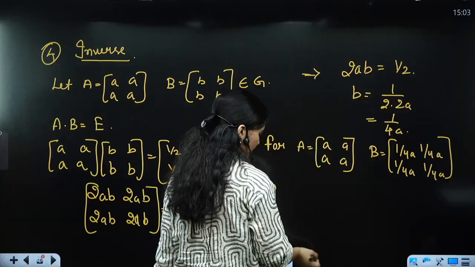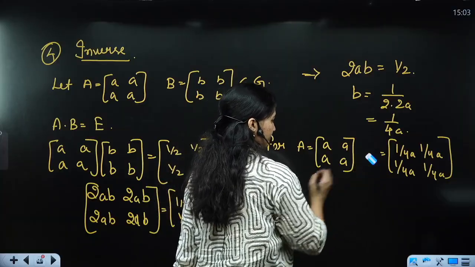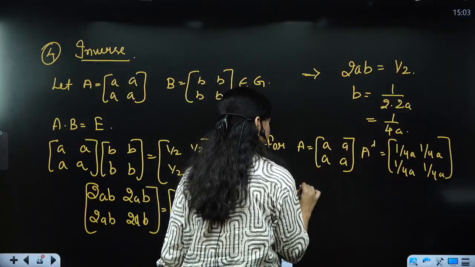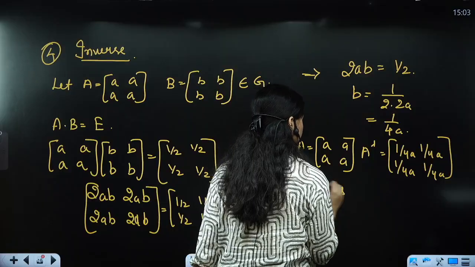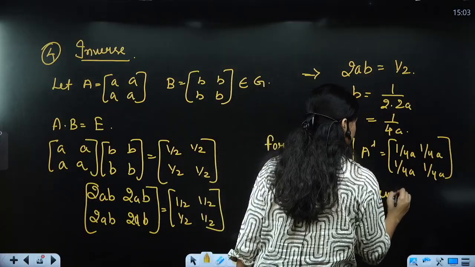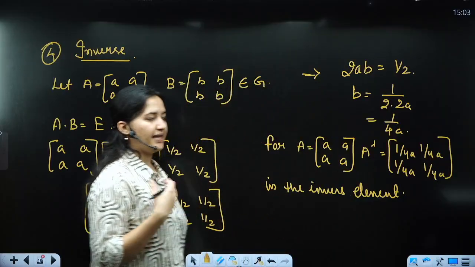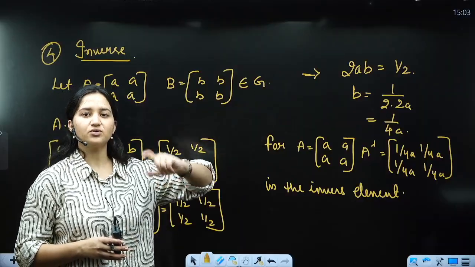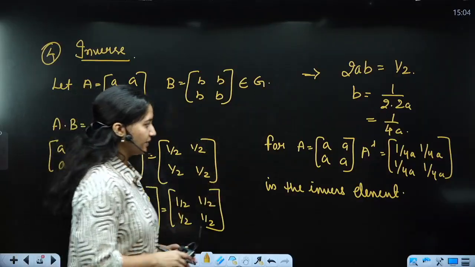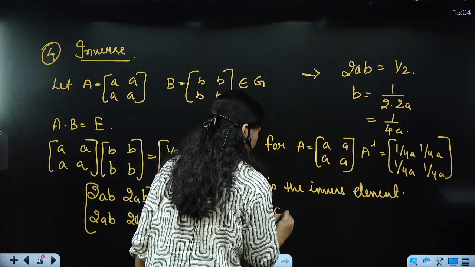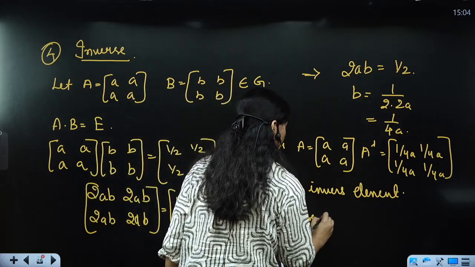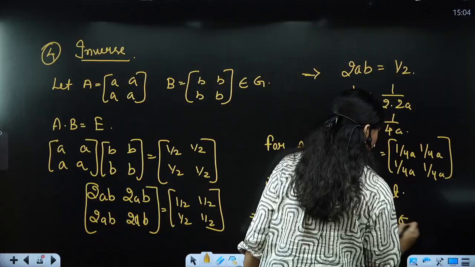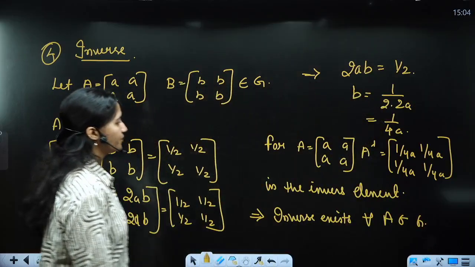is the inverse element, right? And since A cannot take the value of 0, so 1 upon 4A is always going to be a defined value, right? So this implies that inverse exists for all A belongs to G. Yeah, chalo.